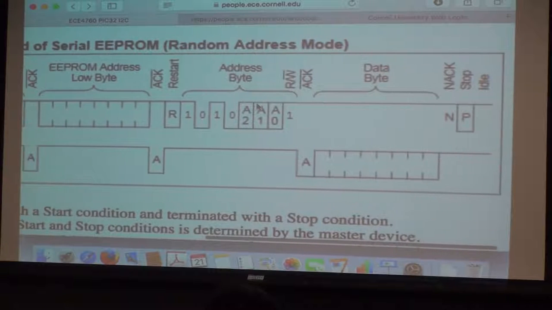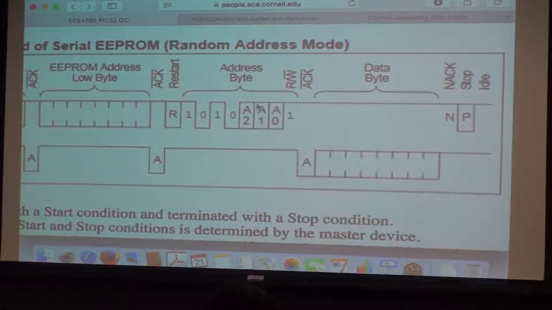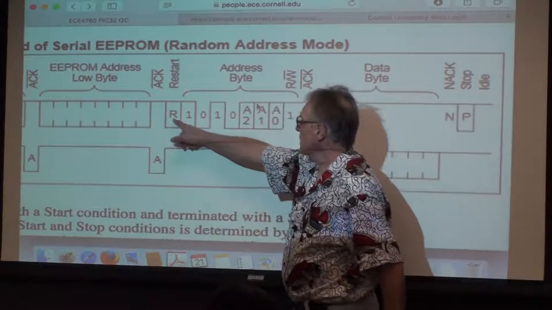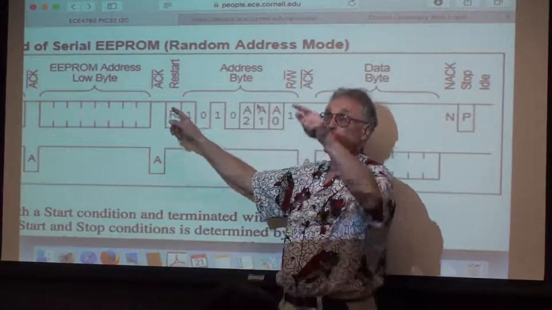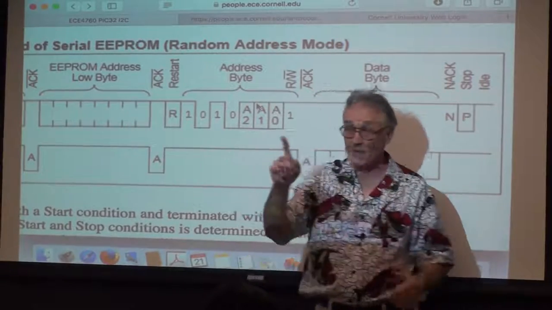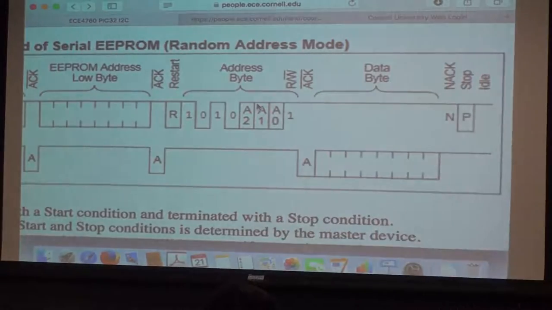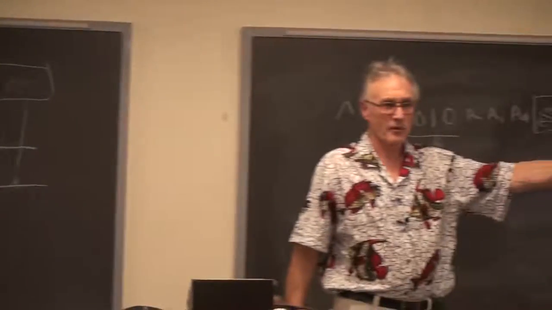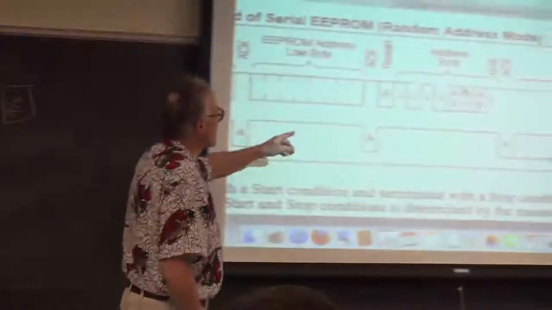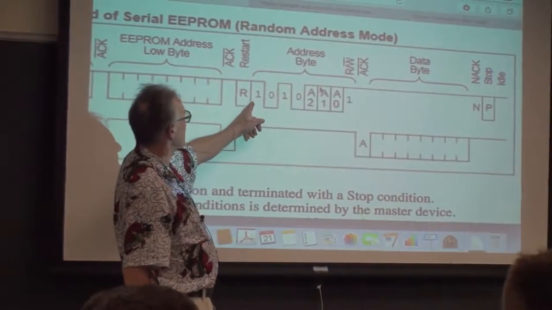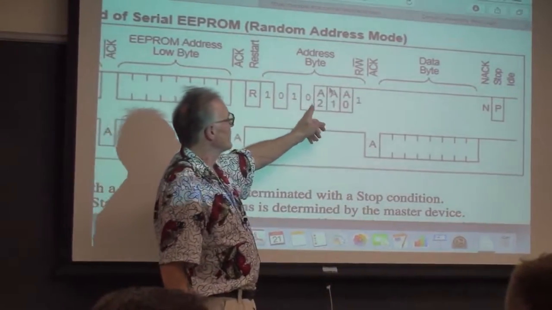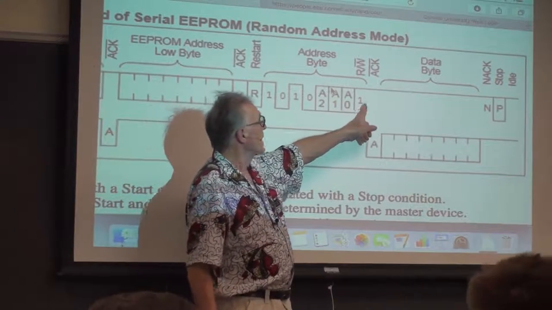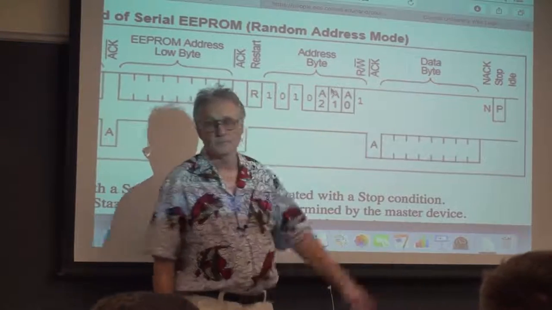And now we have to switch to a read because we want to read back a data byte. And so we do a restart here, a stop followed by a start in one half of one clock cycle. We resend the address of the peripheral. So now we have to resend the 1010, the three addresses, but now we set the read/write bit to 1.